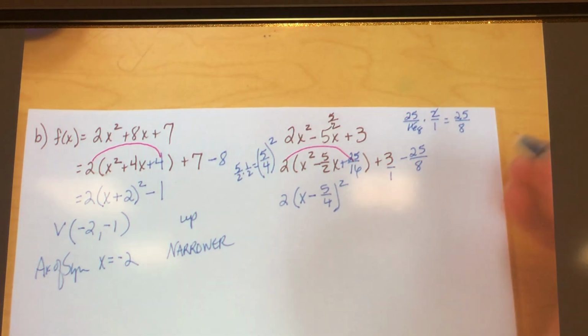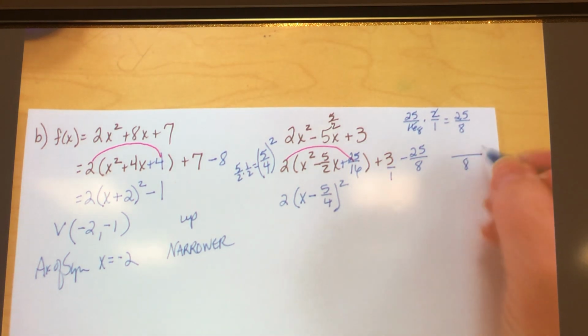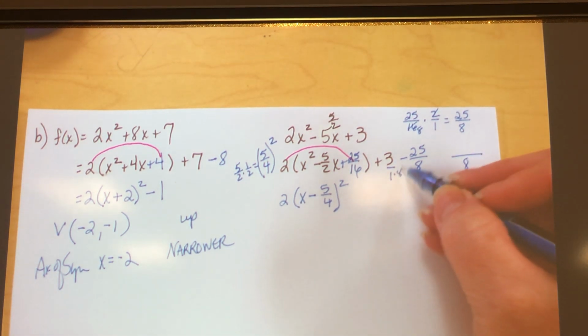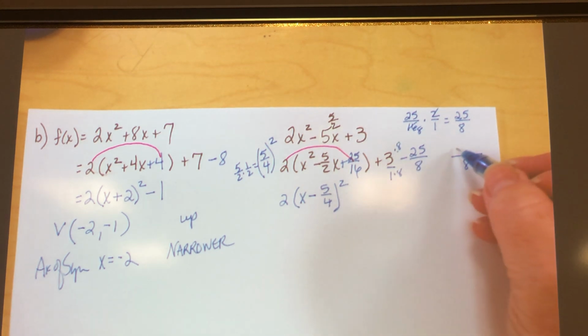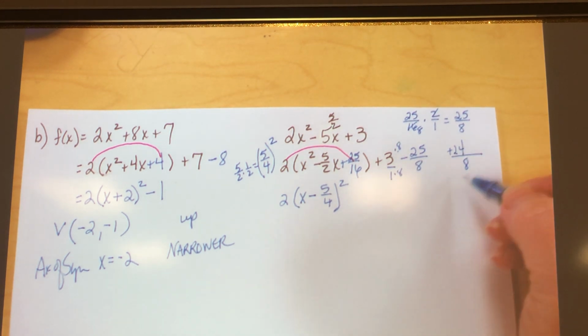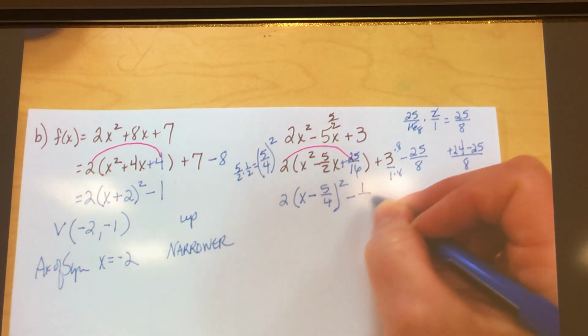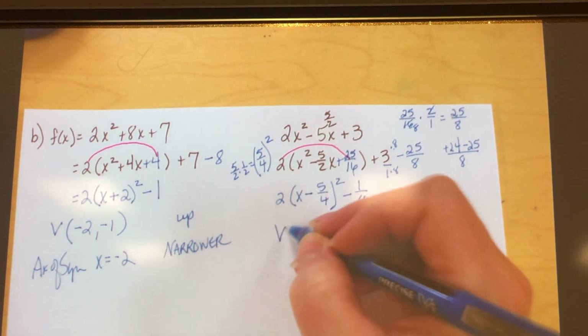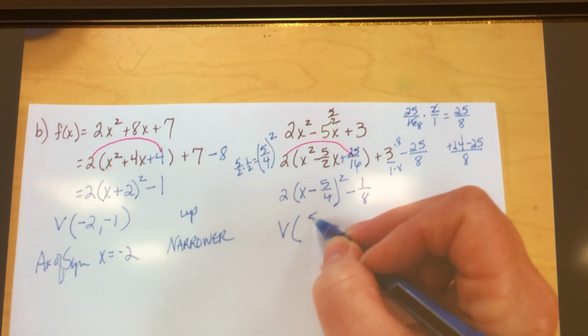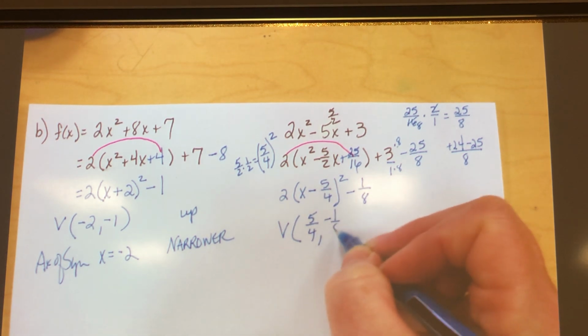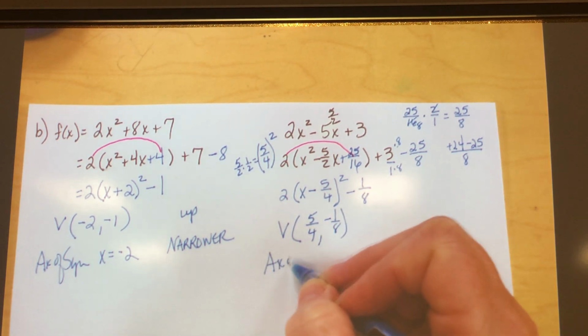Over here, what do I need? Between 1 and 8, what is it? 8. So this guy, you multiply by 8, so you multiply the top by 8, and you get a positive 24. This guy's already over an 8, so minus 25 over 8. What's 24 minus 25? So what's my vertex? 5/4, negative 1/8. Perfect.